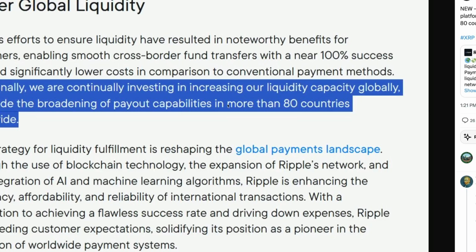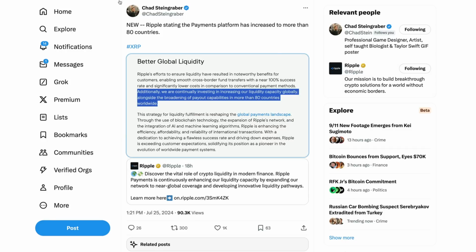And so in terms of that, additionally, we are continually investing in increasing our liquidity capacity globally alongside the broadening of payout capabilities in more than 80 countries worldwide. So part of the strategy here, as Chad Steingraber did notice, is expanding that, and now we're seeing XRP liquidity in 80 countries, and that is still growing. So that is all very, very positive news.